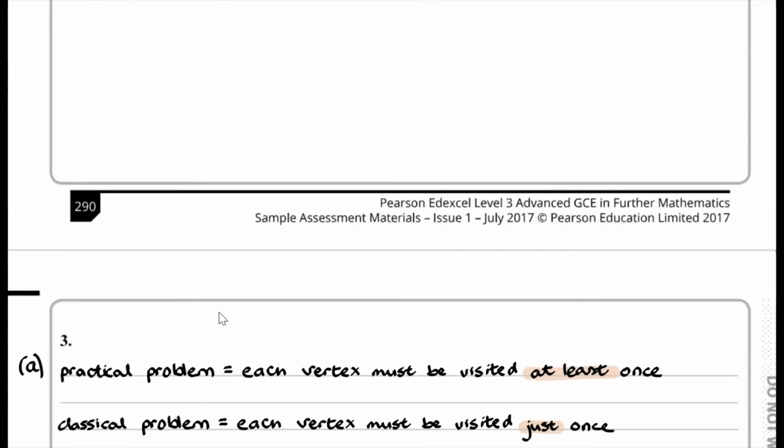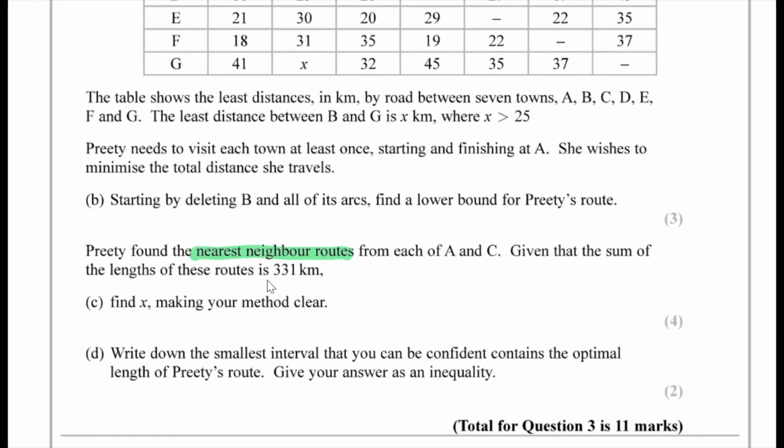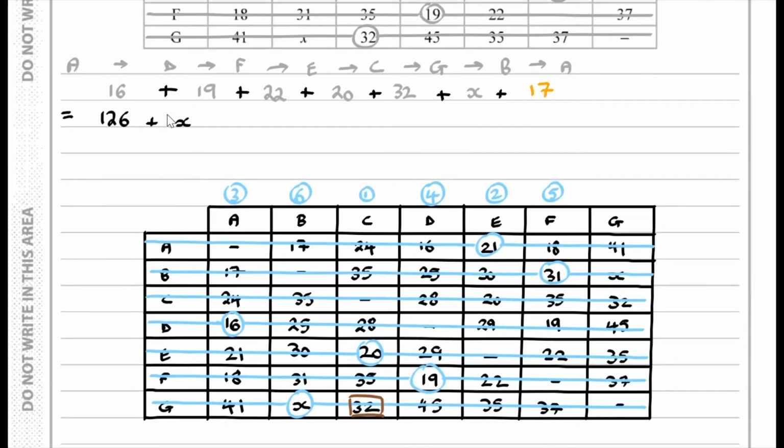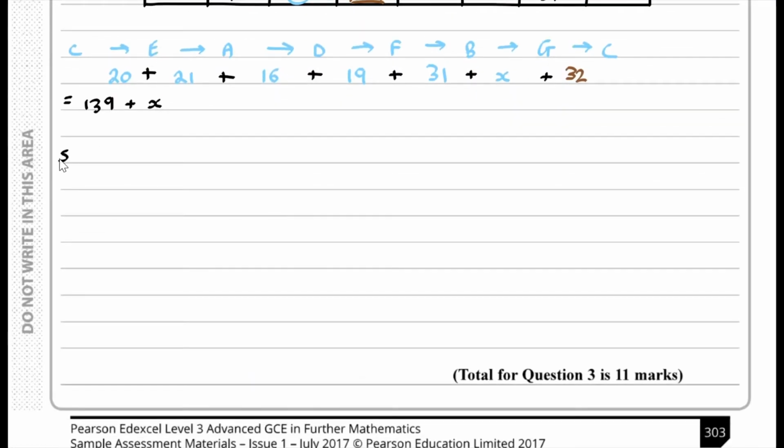And we also know from the question, if we go back, that the total of these is 331. So we add those together. So we've got this 126 plus X, and then we've also got this 139 plus X, and this gives a total of 331. So if we simplify this equation, you'd find 2x to equal 66, and therefore you'd find x to equal 33.